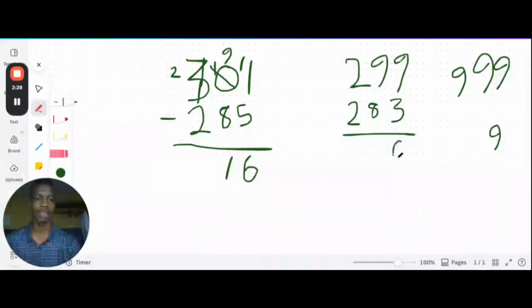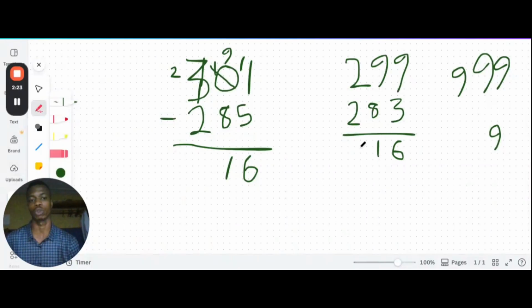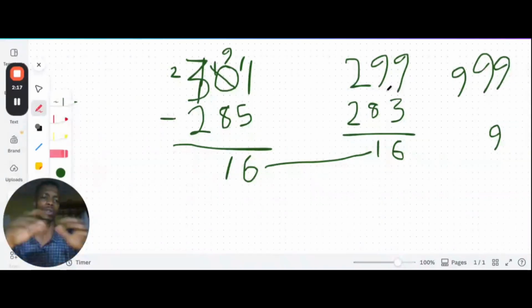Now, 9 minus 3 is 6. 9 minus 8 is 1. 2 minus 2 is 0. So we're basically getting the same thing. But now here it's much more straightforward. No need for borrowing, no need for extensive explanations.